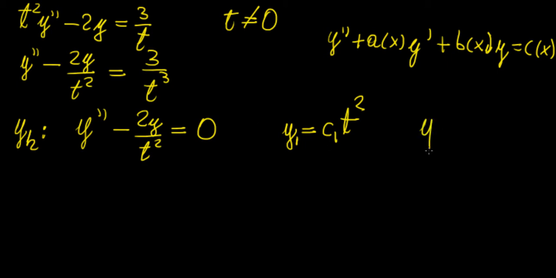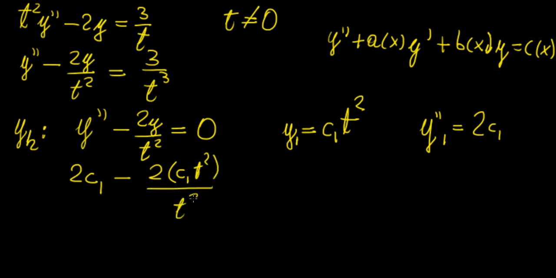So let's take the second derivative of this, and we know this is going to be 2c1. Okay, so now we're going to put this in here. So we're going to have 2c1 minus 2 times c1 t squared over t squared equals 0. And then notice that these two cancel out, and then 2c1 minus 2c1 becomes 0. So because this solution satisfies the differential equation, we can say that this is one of the solutions.